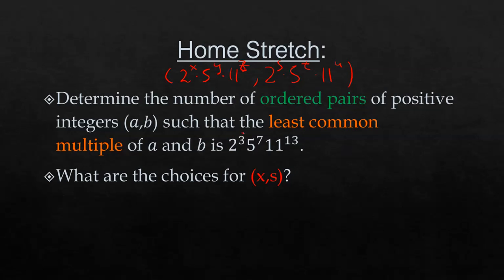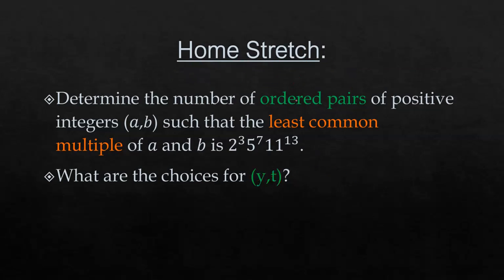Yes, but the power of 2 is 3. We're using the power of the exponent to figure out how many they are. Yes, it is 2 times n plus 1, but n is the exponent. It's not the actual number itself. So the choices for the exponents x and s are going to be 2 times 3 plus 1, which is 7. So we had 7 cases for x and s.